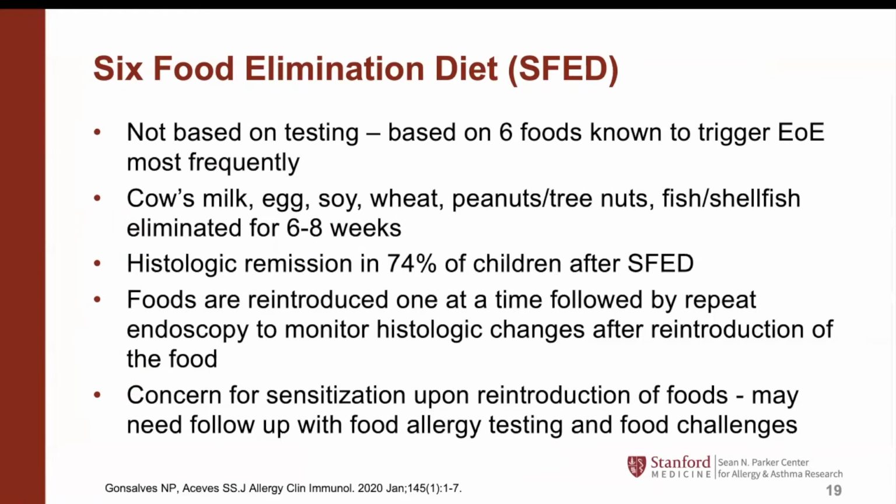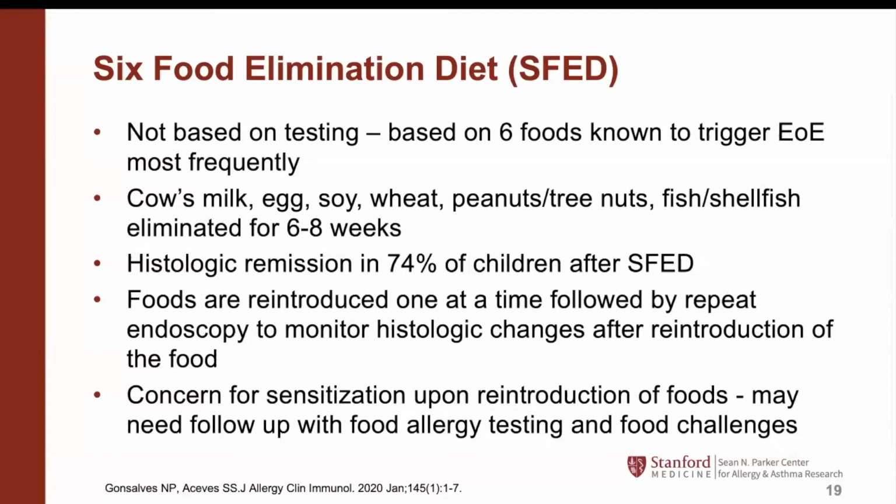And so with the 6 food elimination diet, we would recommend avoiding cow's milk, egg, soy, wheat, peanuts, tree nuts, fish, and shellfish. And we eliminate those for 6 to 8 weeks. And this method has been shown to be efficacious and helps to induce histologic remission in about 74% of children. And so it can be difficult to avoid all of these foods. And that's why it's nice that we are able to modify this.